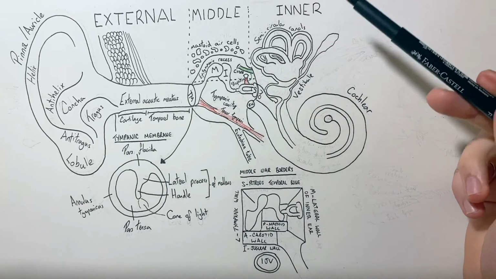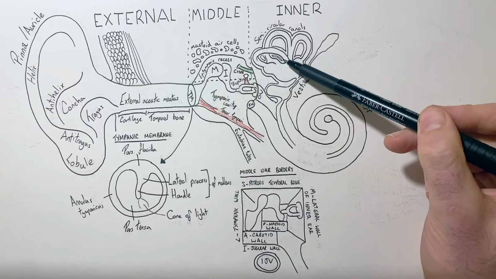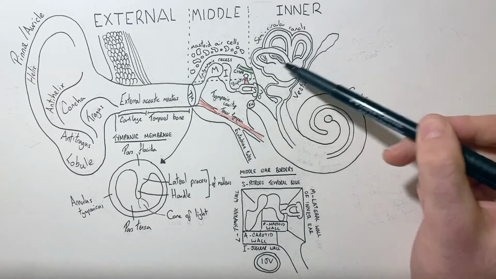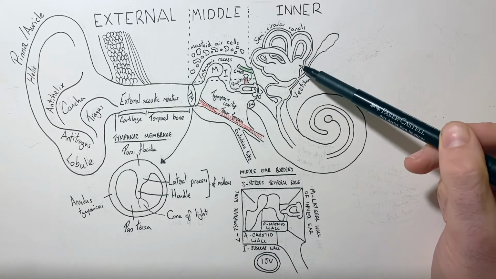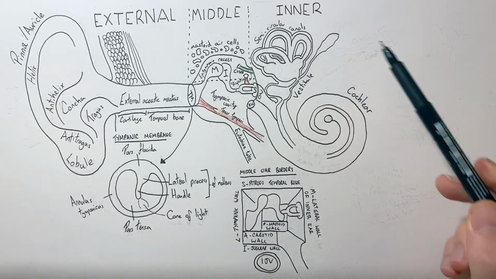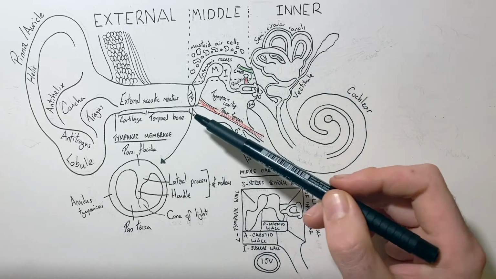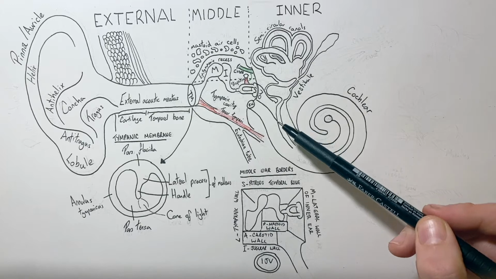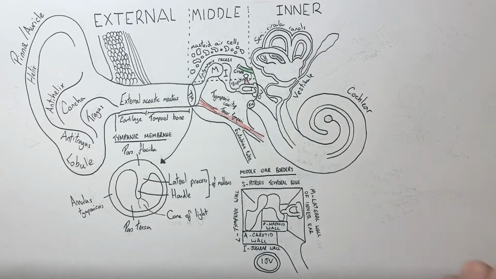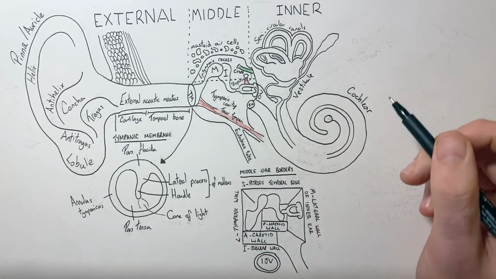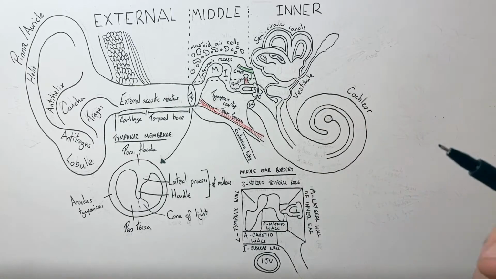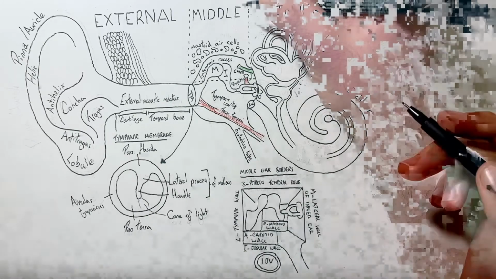The inner ear is comprised of three main structures: the semicircular canals and the vestibule. These two are both involved in detecting balance. And then the cochlea, which is involved in sound processing via all these structures we've been over already. So fundamentally, these three structures all have a very similar structure.